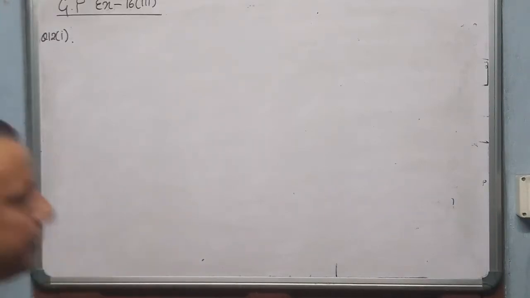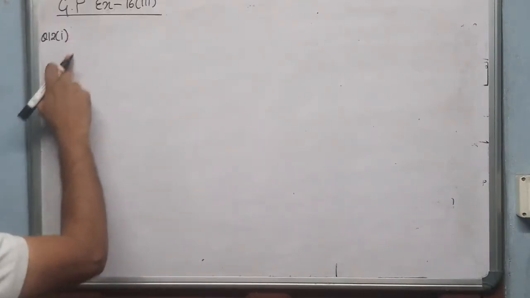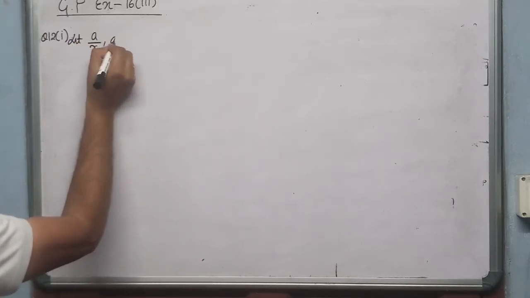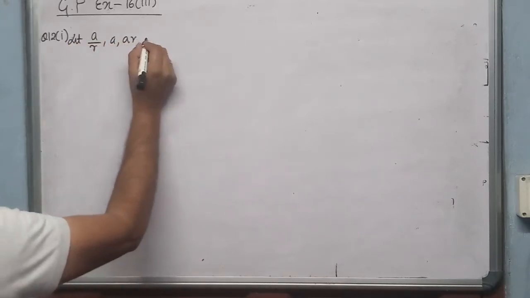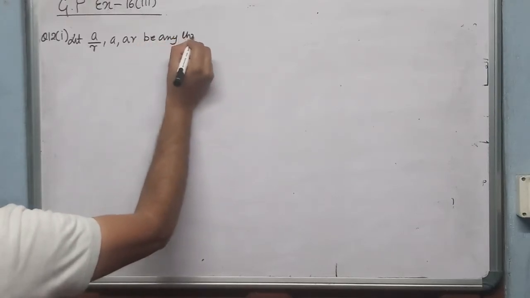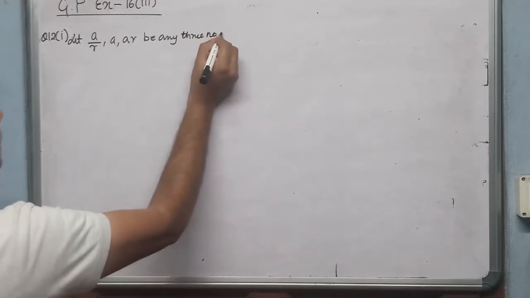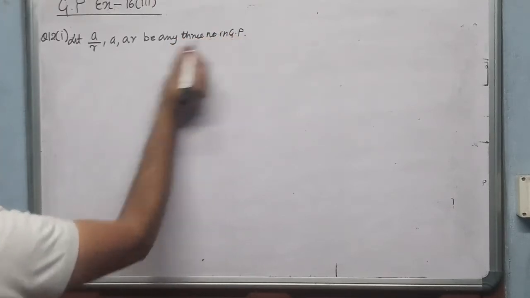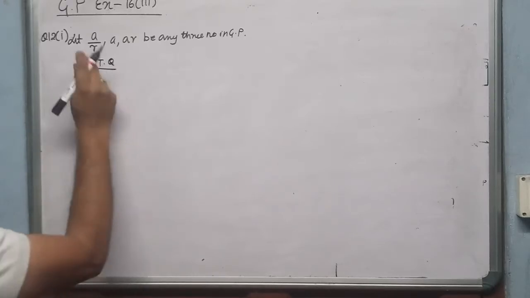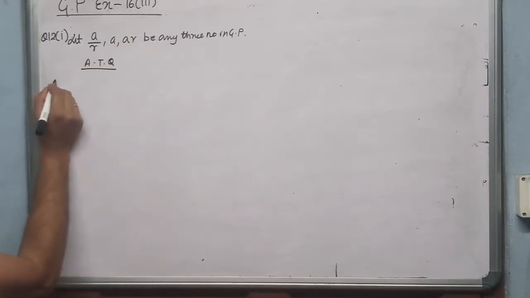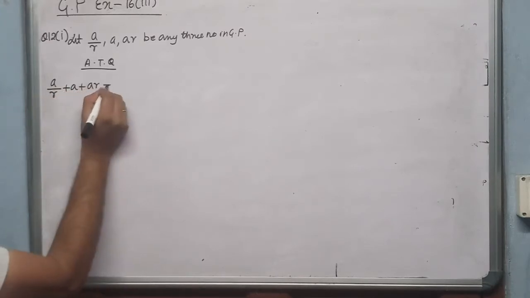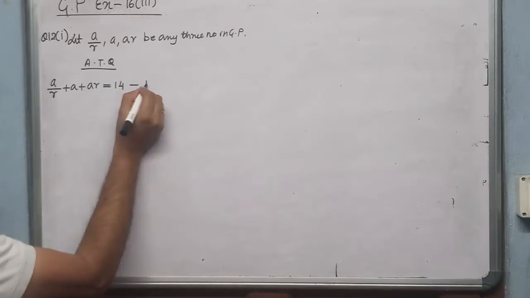Now first of all, you have to consider any three numbers in GP. I'll consider let A by R, A, AR be any three numbers in GP. Now according to the question, the sum of the three numbers in GP is equal to 14. That is A by R plus A plus AR is equal to 14. Let it be equation number 1.